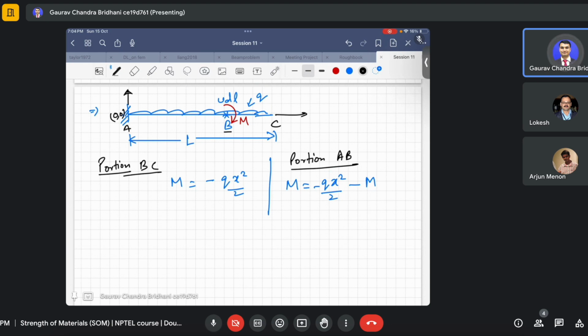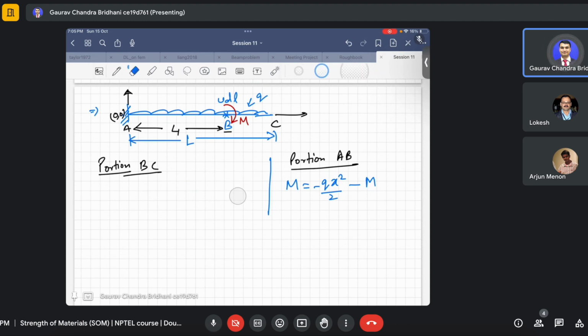So for BC, I have to measure x from here, so it will be L minus x instead of x. We'll just change it to L minus x whole square by 2, okay. This is for BC, correct. And then for the AB case, I think the things will change if I put my origin there. I have to define, I think, this distance L1 here, yeah, this distance is L1.